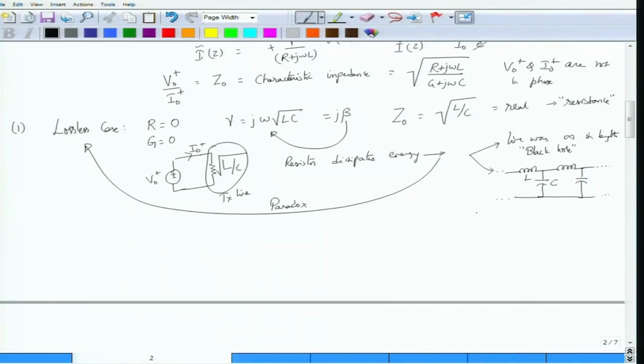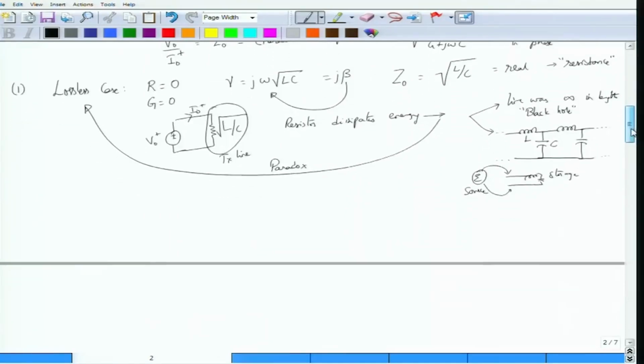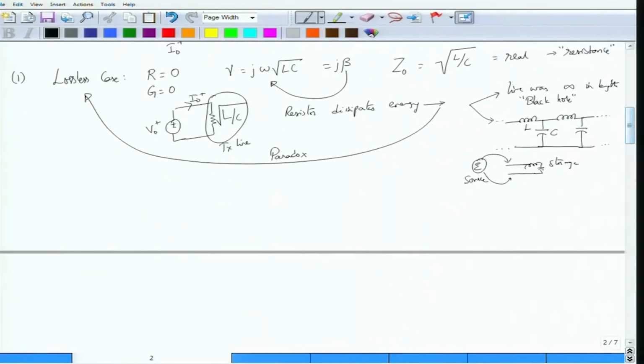Which means that whatever energy is given to the transmission line by the source, if you connect a source and put out some energy, that energy actually goes in the form of storage. So the lossless line simply starts storing the energy rather than dissipating it. From the source point of view, this energy is lost on the transmission line, but it is not really lost, because it is getting stored in the transmission line.